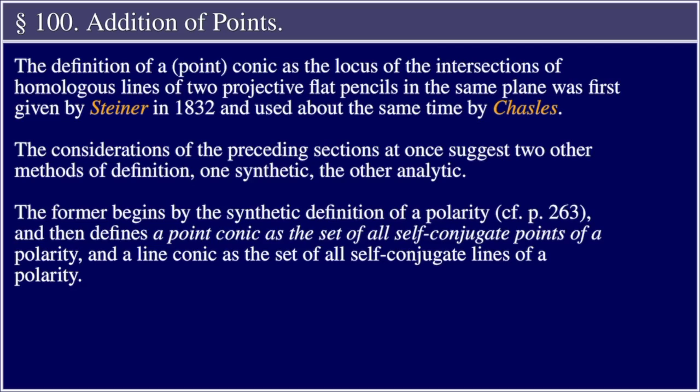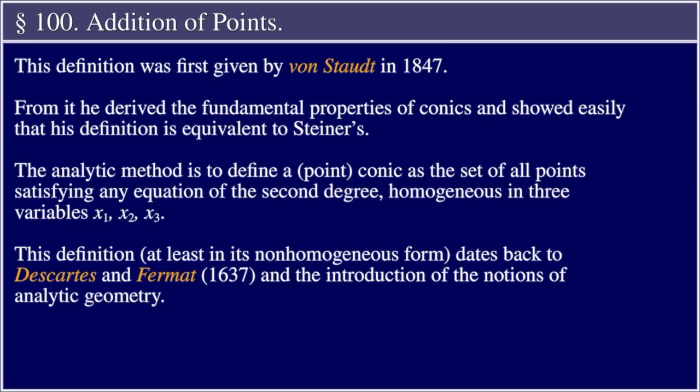The former begins by the synthetic definition of a polarity, chiefly page 263, and then defines a point conic as the set of all self-conjugate points of a polarity, and a line conic as the set of all self-conjugate lines of a polarity. This definition was first given by von Staudt in 1847. From it, he derived the fundamental properties of conics and showed easily that his definition is equivalent to Steiner's.